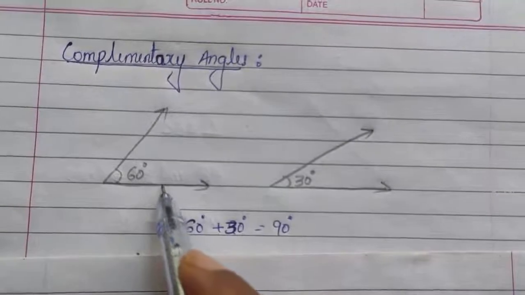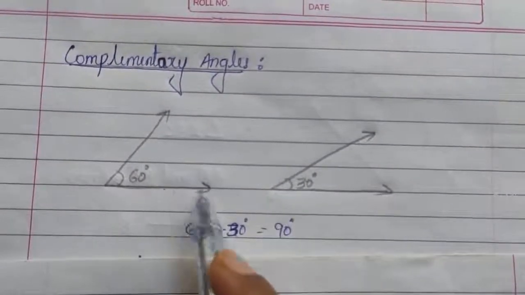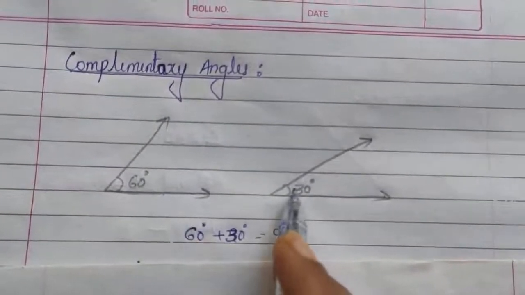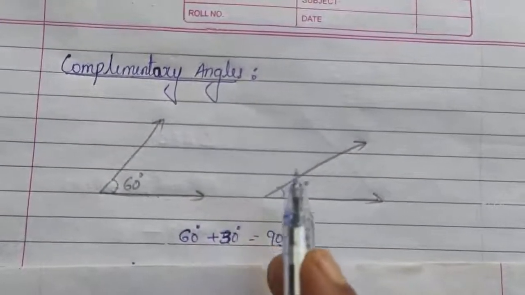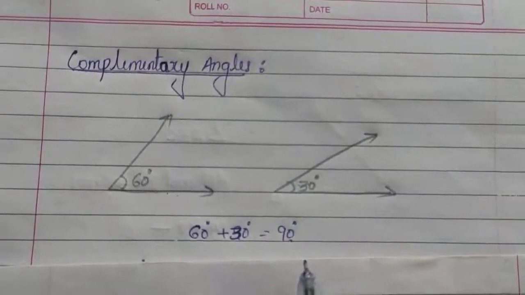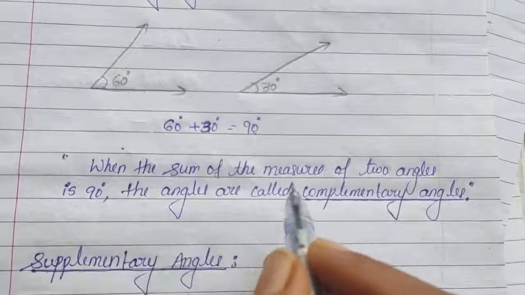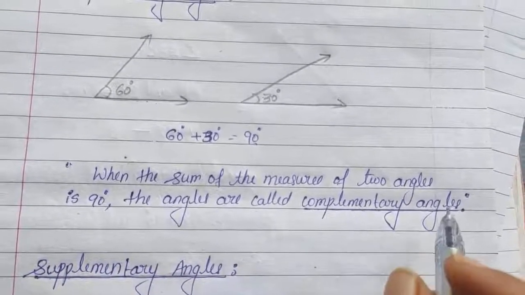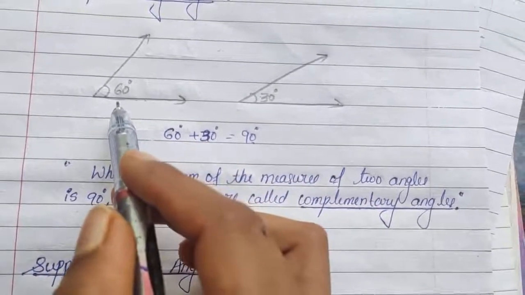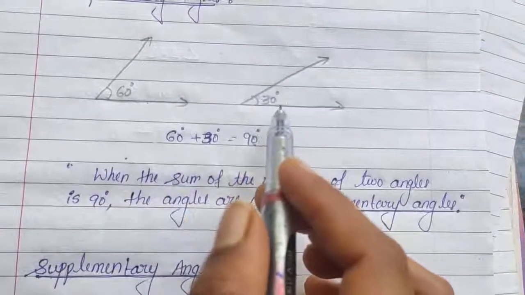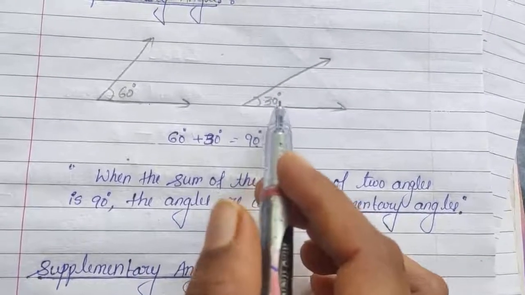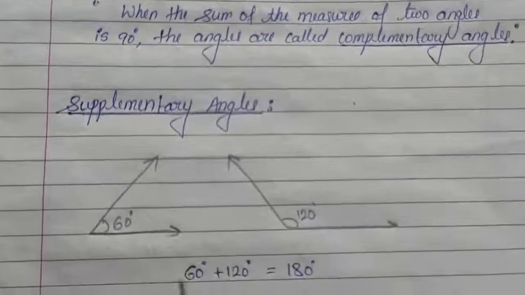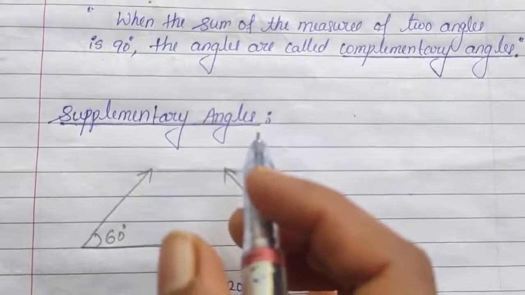Now the sum of these two angles is 90 degree. So we can say that these two angles are complementary angles. What is the definition of complementary angle? When the sum of the measures of two angles is 90 degree, the angles are called complementary angles. Here this 60 degree angle is the complement to this angle, or we can say that this angle is the complement to this angle.